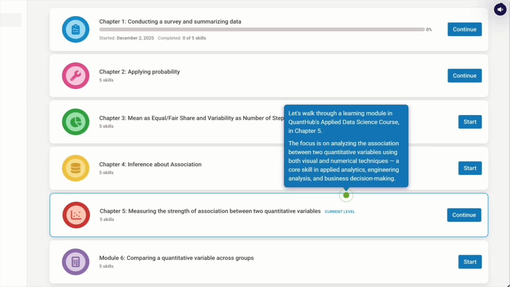Let's walk through a learning module in QuantHub's Applied Data Science course in Chapter 5. The focus is on analyzing the association between two quantitative variables using both visual and numerical techniques, a core skill in applied analytics, engineering analysis, and business decision-making.